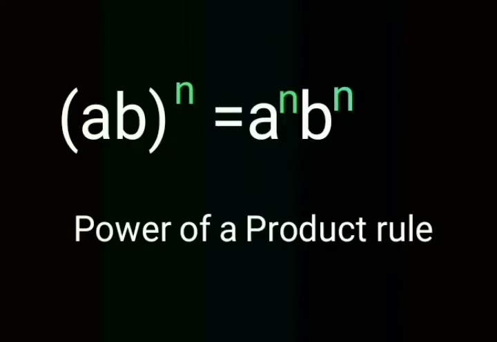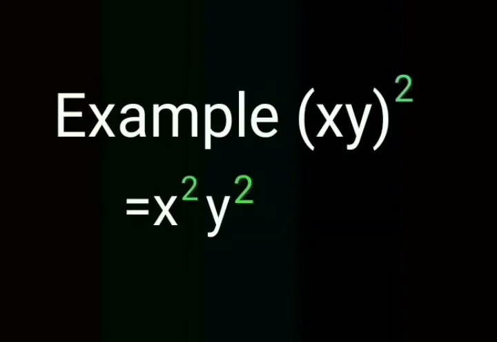In the power of a product rule: two bases a and b are multiplied and the whole quantity is raised to the power n. The result will be that both bases a and b have the power n. Example: x times y, both raised to the power square. The result will be x squared y squared.